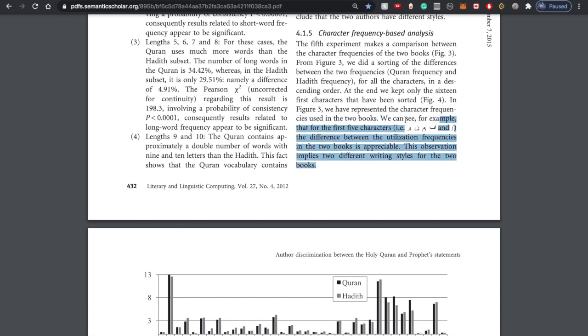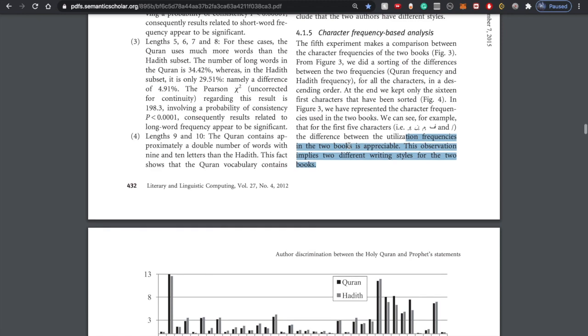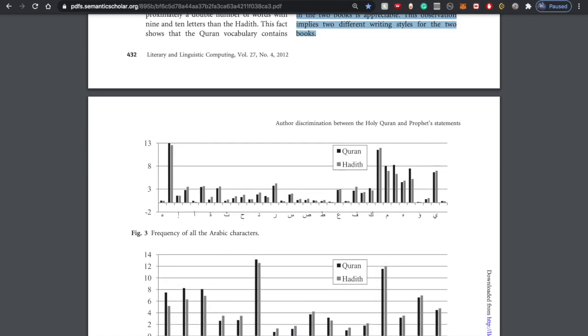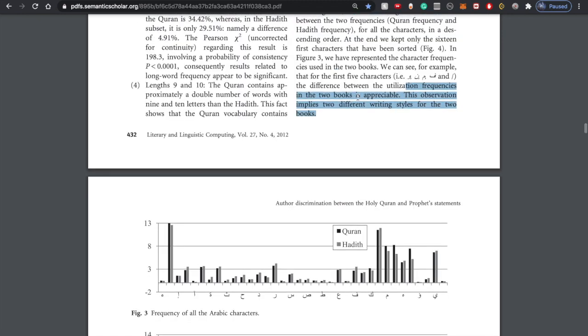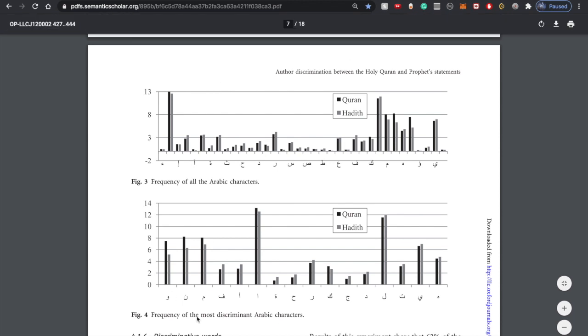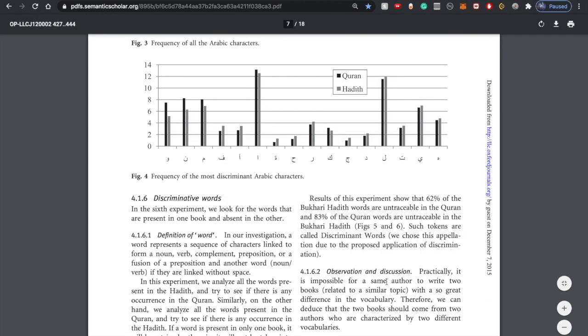So we can see, for example, that for the first 5 characters, the difference between the utilization frequencies in the two books is appreciable. Right, so they're talking about these 5, so it's appreciable. This observation implies 2 different writing styles for the 2 books. Right, so these results are actually pretty significant.